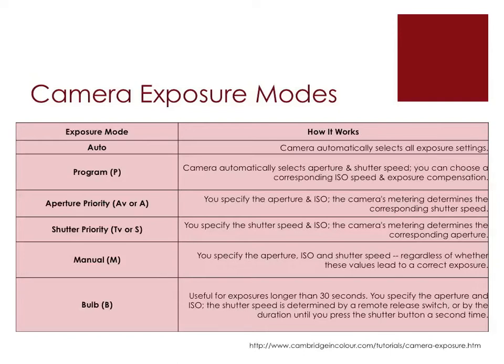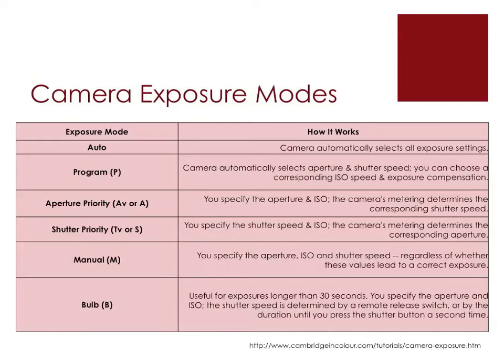Manual, right? You choose all three. The camera doesn't have any input. And then bulb is basically it opens the shutter. You set everything, and it opens the shutter for however long you're pressing the shutter button. So it's more of a specialized use. I think a lot of people who are taking pictures of stars will use bulb, or if you're doing light painting, you might want to use bulb. Light painting will be part of your assignment this coming week.